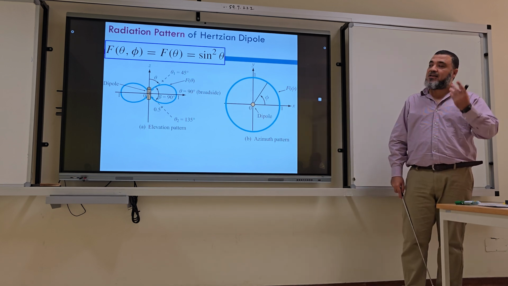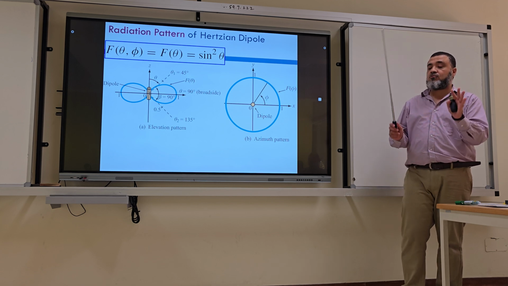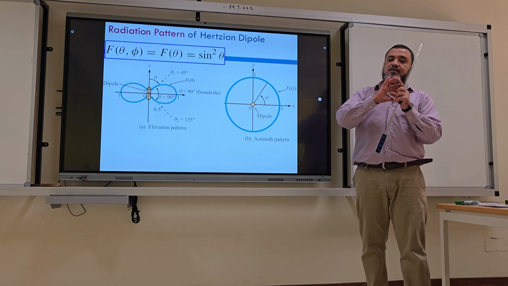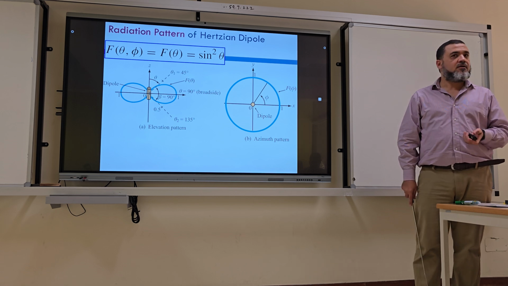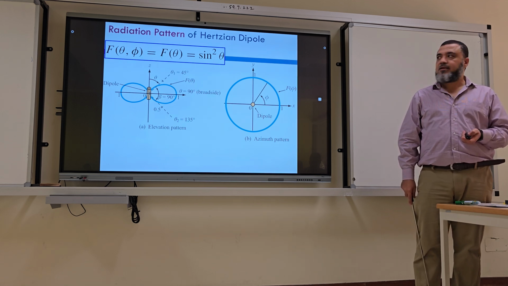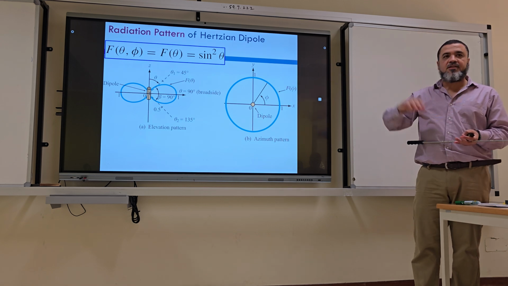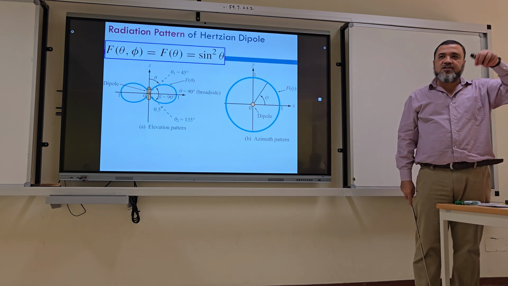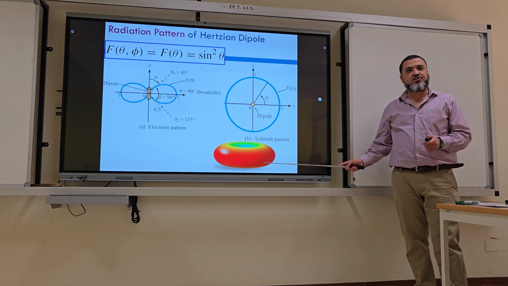What should be the 3D radiation pattern? If you want to look at the radiation pattern as three-dimensional. What should it look like? Donut. Like you know the apple, bring an apple and remove the middle part. It will be the 3D radiation pattern. You know the donut? It's a donut radiation pattern.